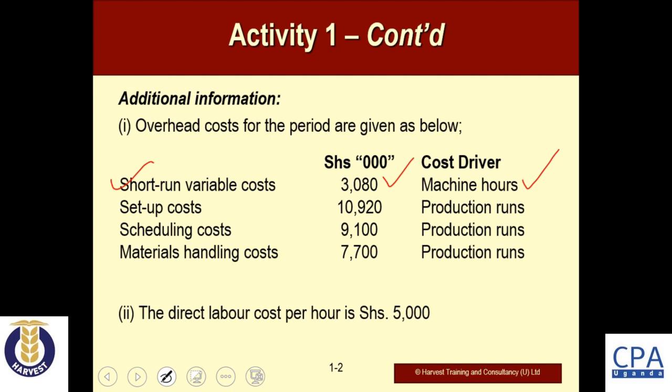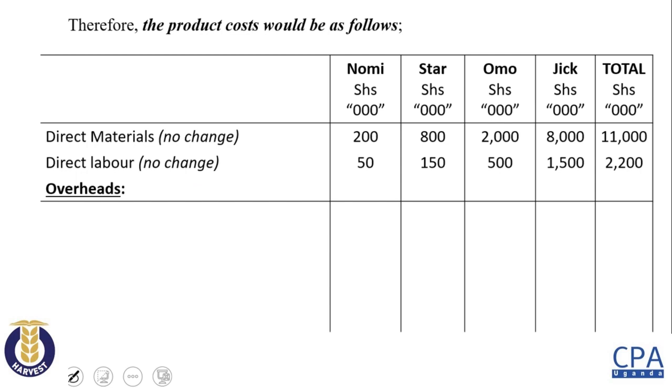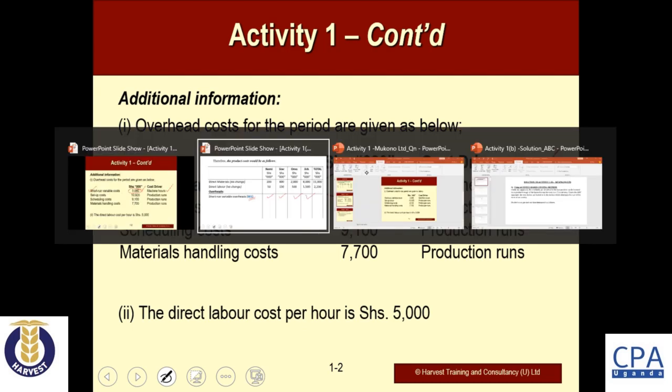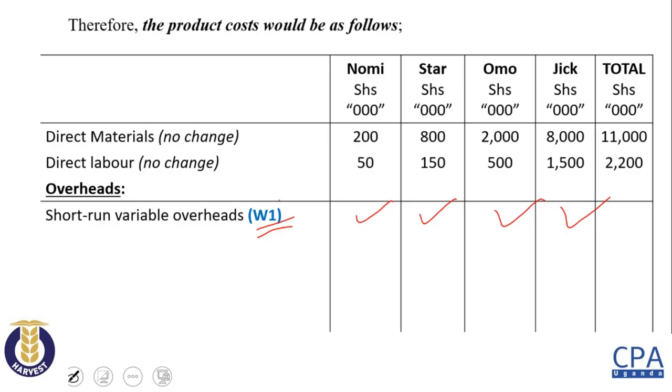Therefore, going back to our computation schedule, I'll begin by bringing in our first overhead, which is the short-run variable overheads. And I'm going to make use of working number 1 to show how these are allocated to NOMI, STAR, OMO, and JIC. Of course, if you look at our question, the total overhead is 3,080,000. So as I charge the overheads to the different products, I'm going to aim at a total of 3,080,000 in that column there. So straight away to our working number 1.